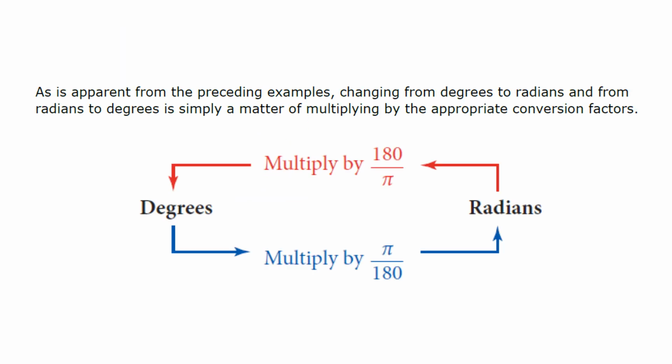So, as is apparent from the preceding examples, changing from degrees to radians and from radians to degrees is simply a matter of multiplying by the appropriate conversion factors. So if I want to go from degrees to radians, I'll multiply my given value by pi over 180. And if I want to go from radians to degrees, I'll multiply my given value by 180 over pi.